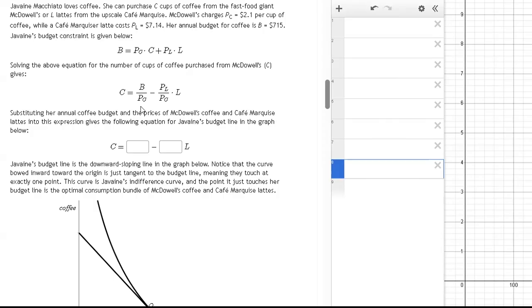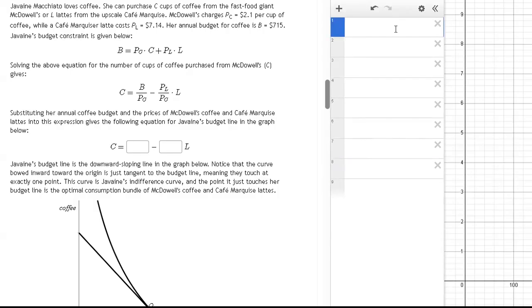So we have the intercept of her budget line being the budget divided by the price of coffee, minus the slope of the budget line, which is the price ratio, price of latte divided by price of coffee, times the number of lattes she decides to buy. Substituting her annual coffee budget, which is 715, and the prices of coffee and the lattes gives her budget line in the graph below.